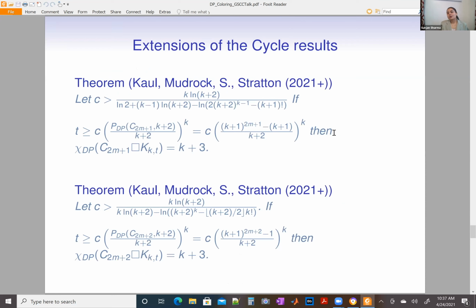Okay. In previous cases, our second factor was a star. So now you're wondering, can we improve on that bound for general K? We were able to do that. We still don't have a sharp result, but we were able to improve upon that bound, and we presented a probabilistic argument to prove this. This is the one for odd cycles, and this is the one for even cycles.